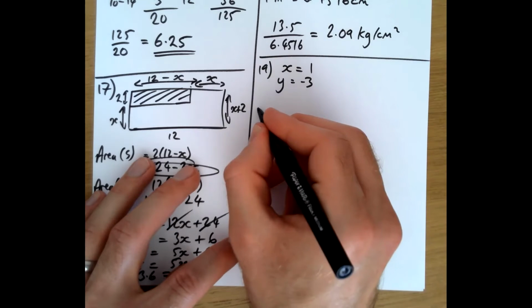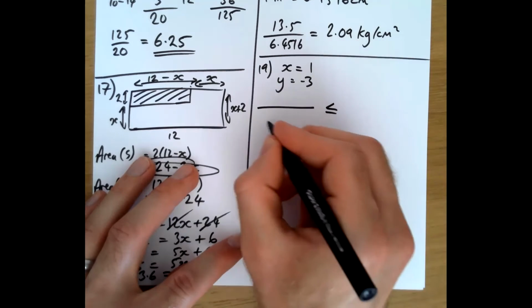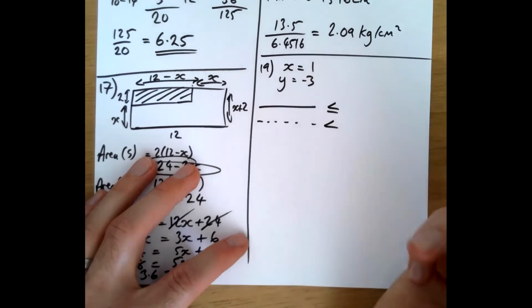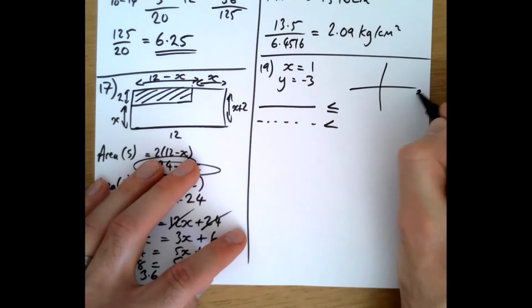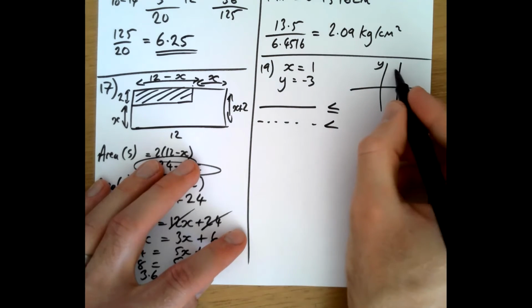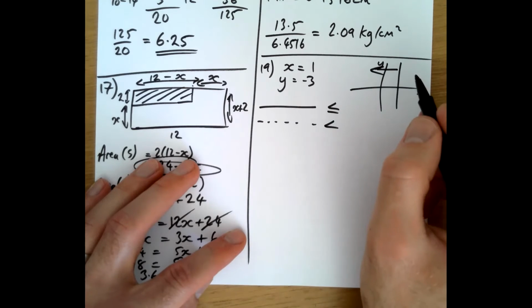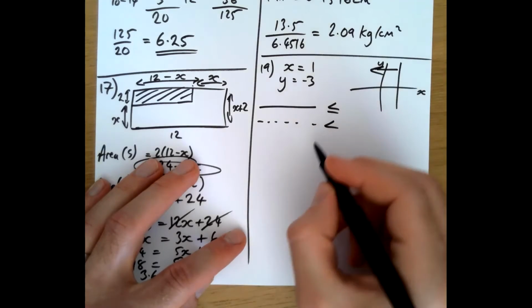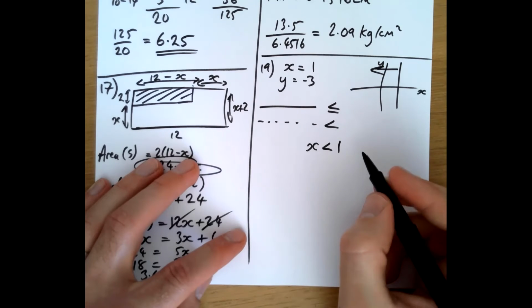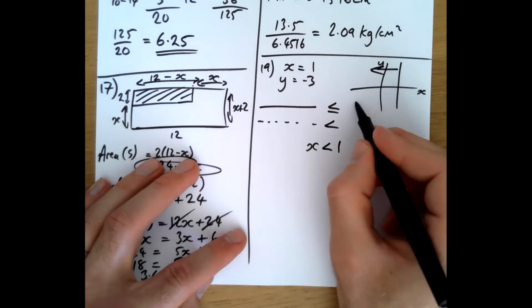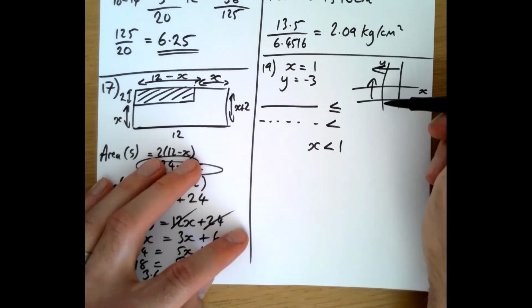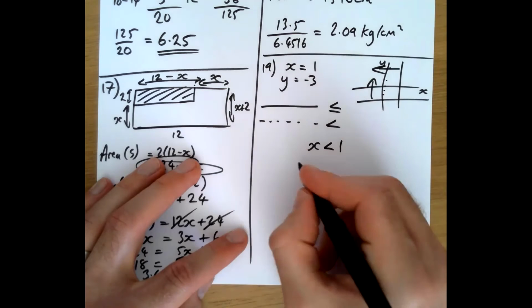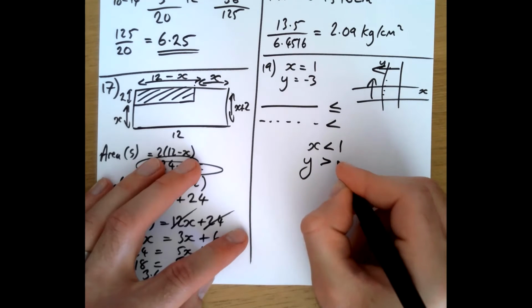If it's a solid line, it's less than or equal to, and if it's dashed, it's less than or greater than, for example. If you've got your axes like this, with our x and our y, we want the bits to the left of x equals 1. So x is going to have to be less than 1. And then for the y line, we want the numbers bigger than -3. So it'll be y is bigger than -3.